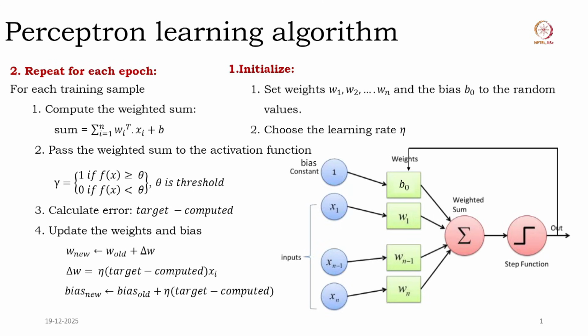Now, once we apply this threshold, that is the ultimate output that we get. Whatever output we have obtained, we call it the predicted output, or we call it the computed output. So it can be any one of this terminology.